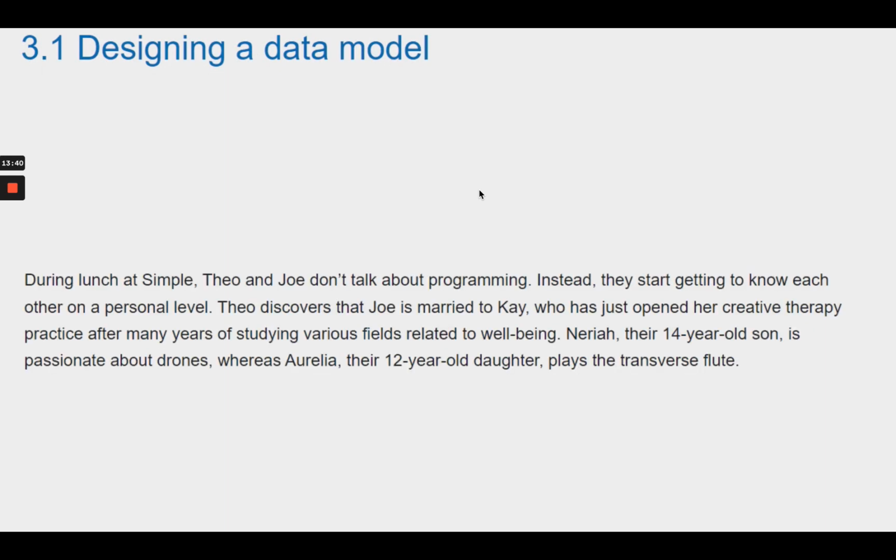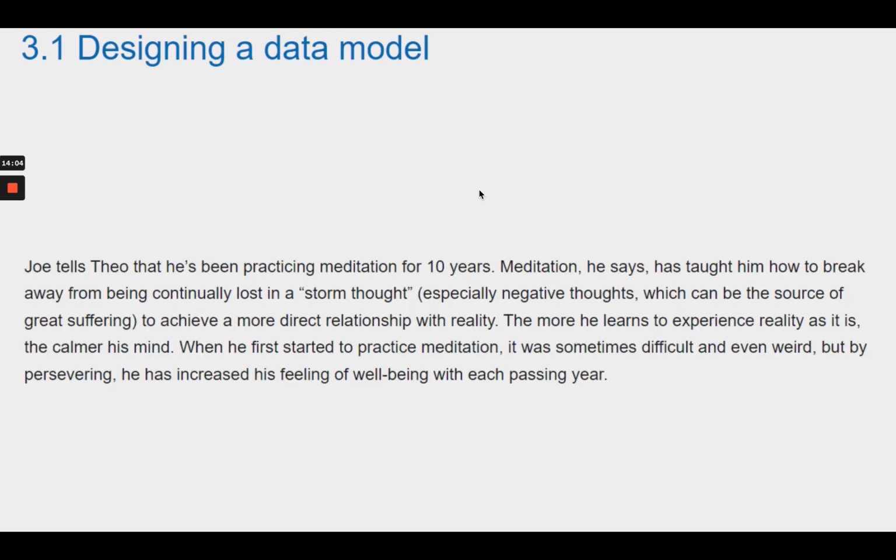During lunch at Simple, Theo and Joe don't talk about programming. Instead, they start getting to know each other on a personal level. Theo discovers that Joe is married to Kay, who has just opened her creative therapy practice after many years of studying various fields related to well-being. Nariah, their 14-year-old son, is passionate about drones, whereas Aurelia, their 12-year-old daughter, plays the transverse flute.